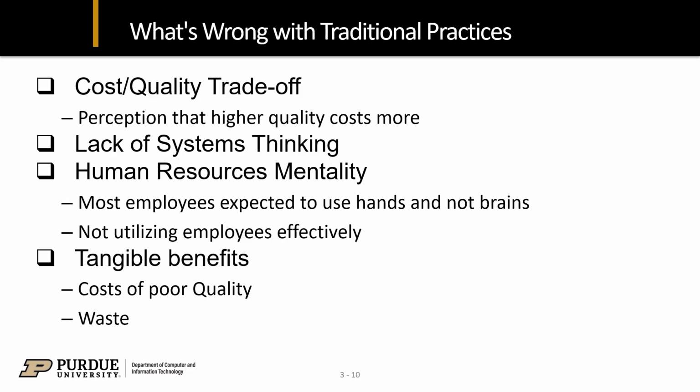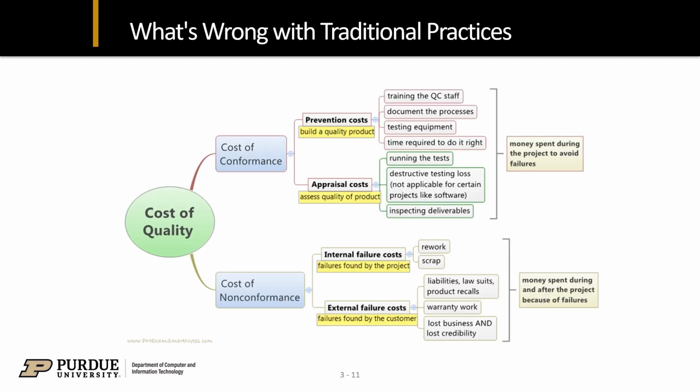And the tangible benefits. Okay. Can we define what the cost of poor quality is and what waste is? If we look at this slide, which talks about the various costs of quality, we find that the most obvious tangible benefit of quality improvement is the reduction of cost associated with non-quality.